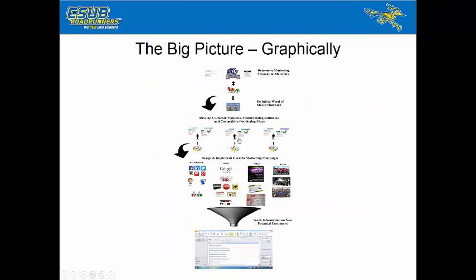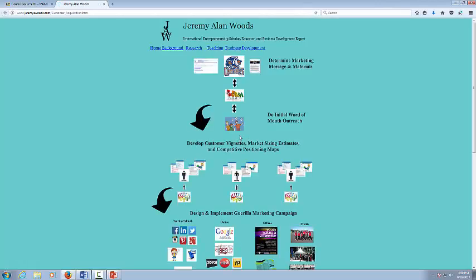The big picture graphically looks like this. So determine marketing message and materials. That's what you're doing right now with your website. So you're creating a website up here. This is the team, you guys. So the team is creating a website. That's the top of this. And then eventually you're going to show this website to sample customers here in your initial word-of-mouth outreach.